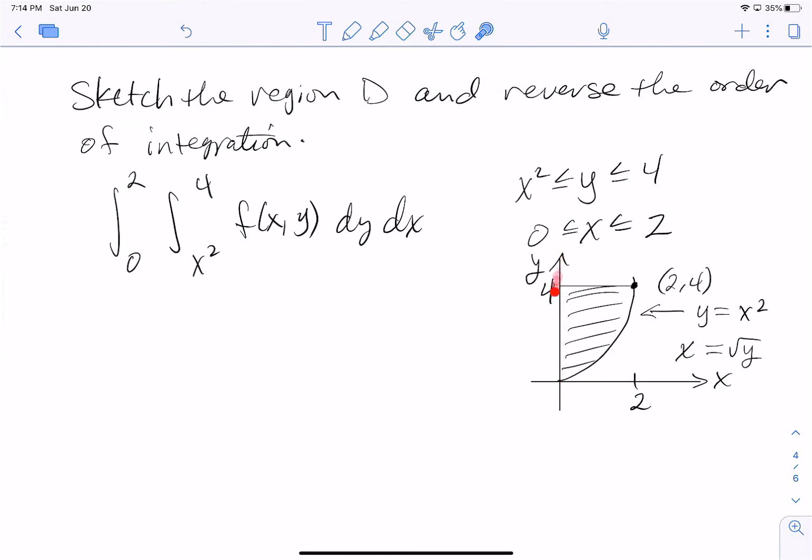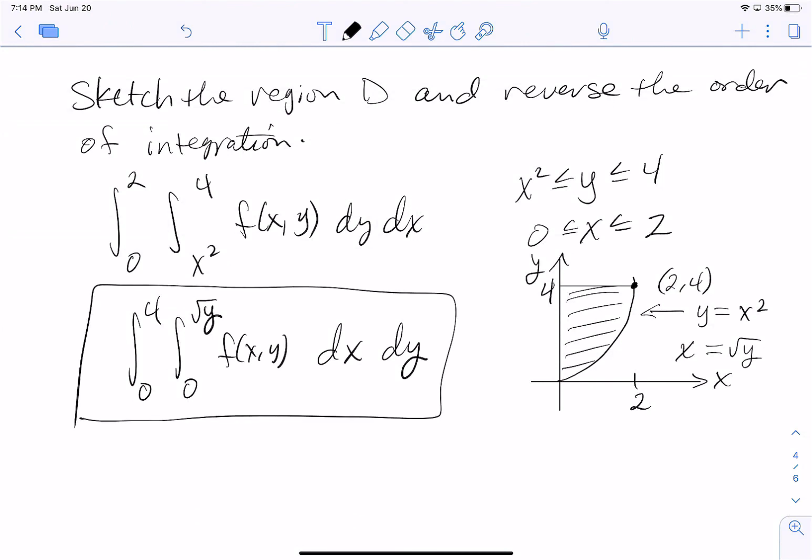Because the region touches the y-axis, right? It's got the y-axis as one of its boundaries. We know that x is going to go from 0 to the curve square root of y. So reversing the order for dx, x goes from 0 to the square root of y, and then dy is the outer differential. It goes with the outer integral because we've reversed the order, and y goes from 0 to 4. Our integrand was just given as f of x, y, and so we are done.